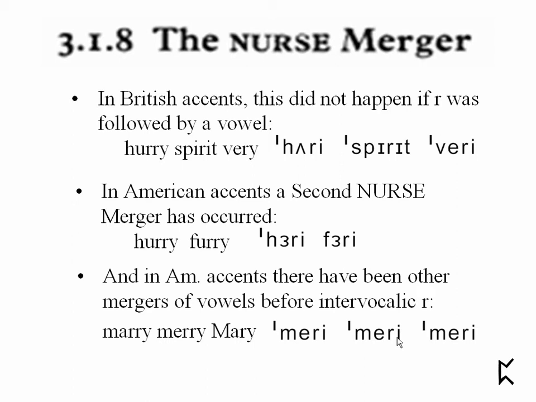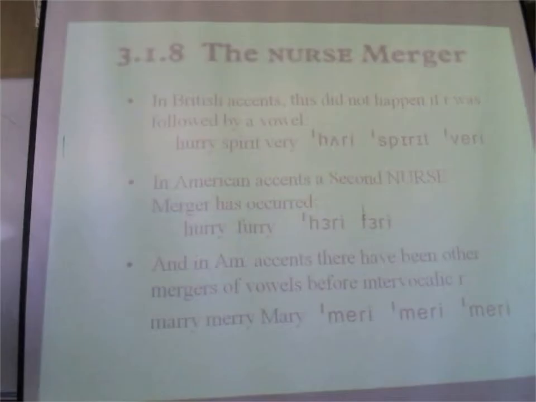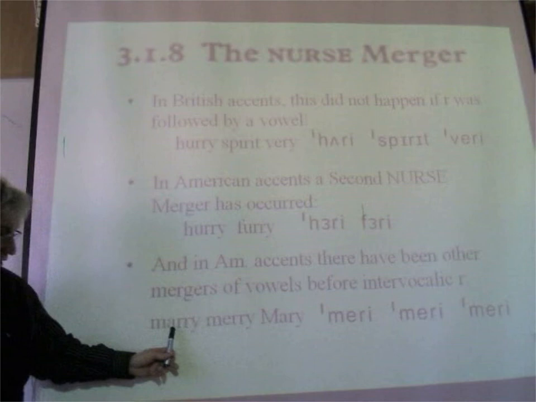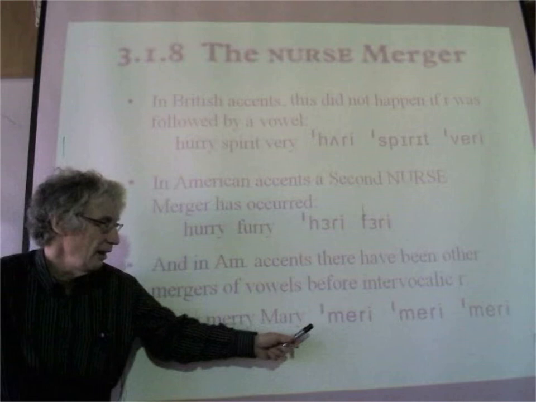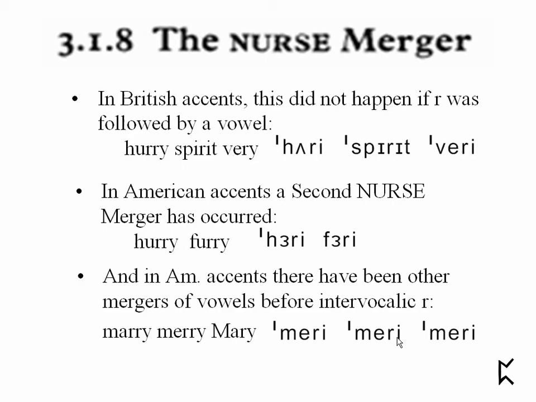But in American accents, there has been, in some accents, other mergers of vowels before intervocalic R. One of them we call the Mary merger, which is a lovely sound. All British accents have a clear distinction between Mary, this is trap, that is dress, and this is square, Mary, Mary, Mary. But Americans will have Mary, Mary, Mary, and they'll pronounce these the same. Pretty many Americans, not all of them, particularly on the West Coast, general American.